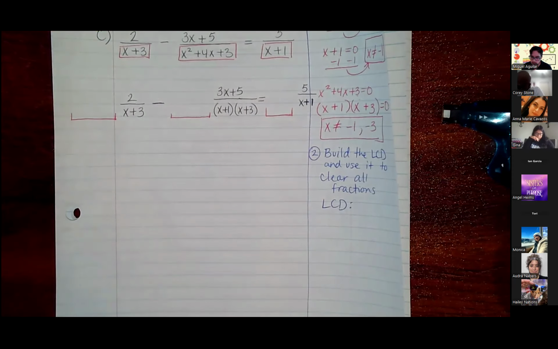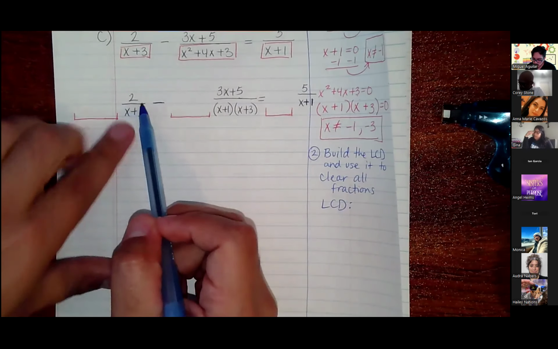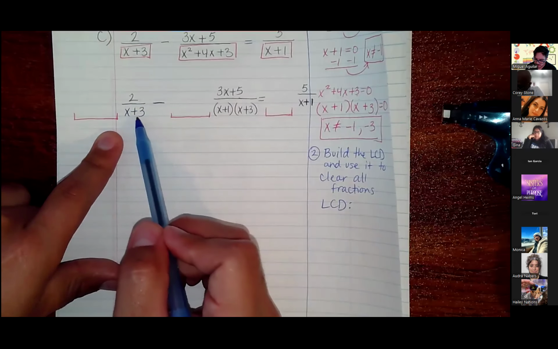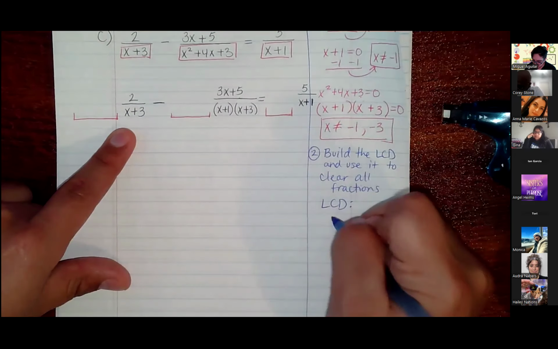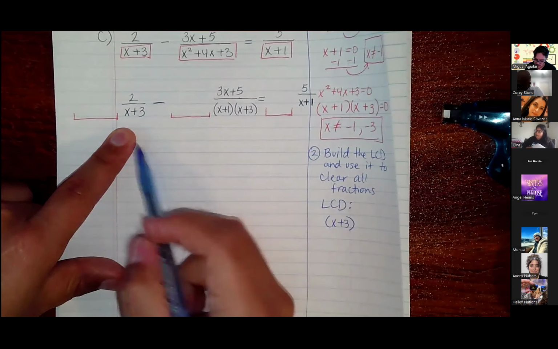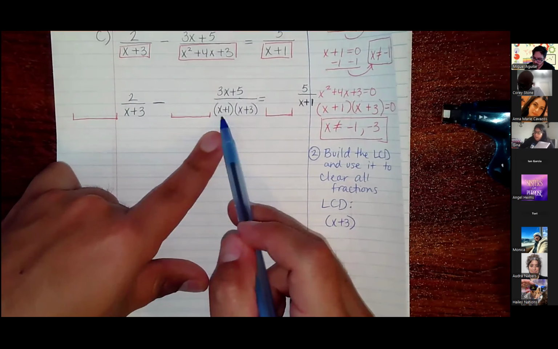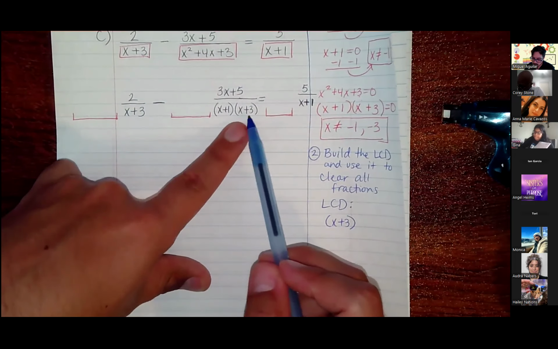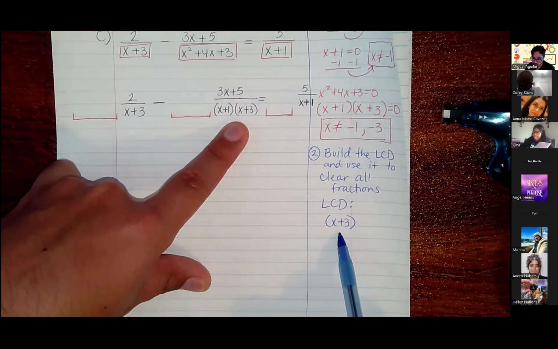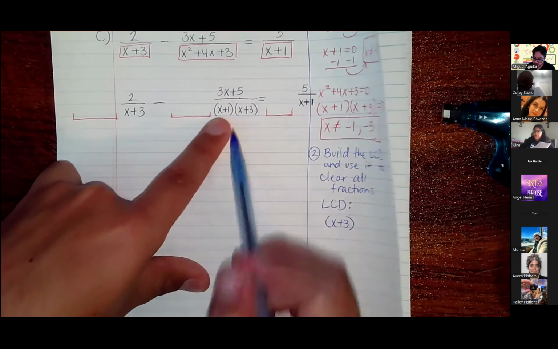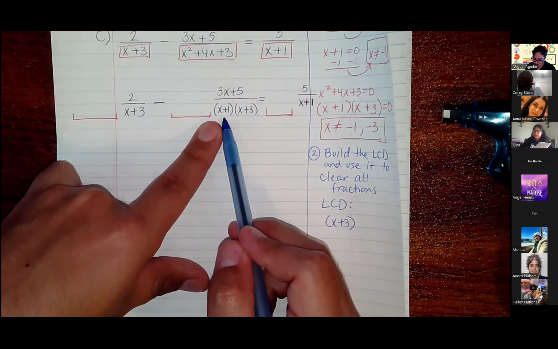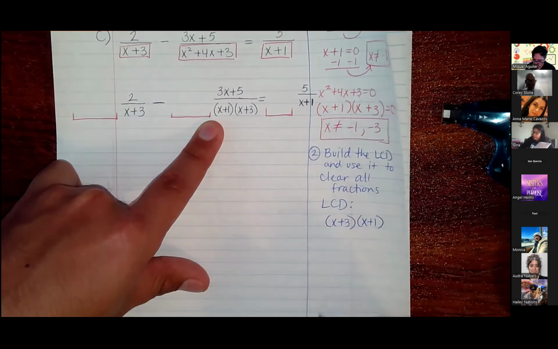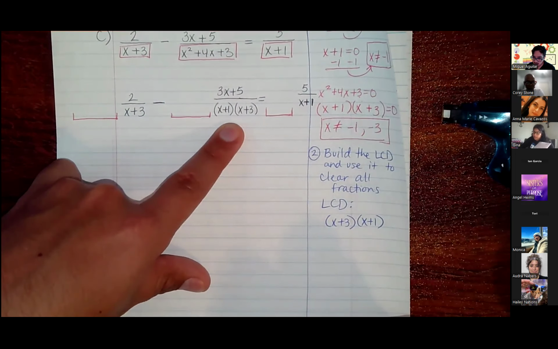Okay, now we can think about building the LCD. So for this first term, what do I need to include in my LCD to cancel out the x plus 3? I need an x plus 3. Okay, I'm going to move on to the next term. This term has 2 factors in the denominator that I want to cancel out. So I have an x plus 3 in my LCD already, so I don't need to double up. But if I want to cancel out the x plus 1, what do I need to add to my LCD? X plus 1. I need to put an x plus 1 here. You guys okay with that?